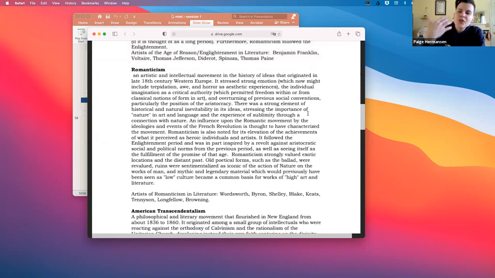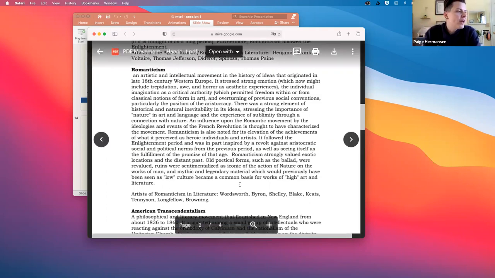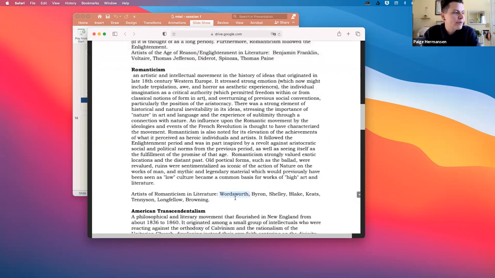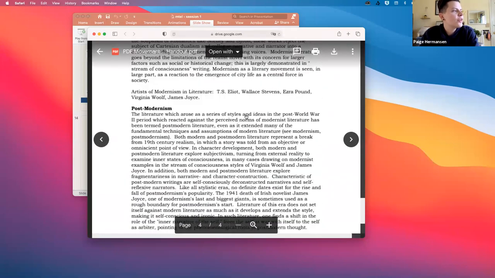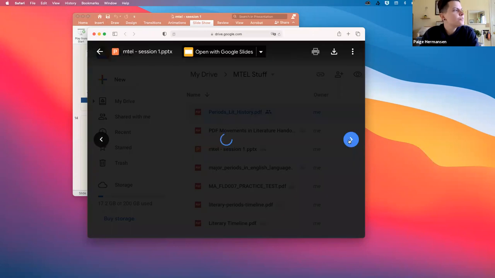So these are exactly the kinds of questions that you will be asked about periods and genres on the MTEL. I'll show you in a moment. And you see also that it has a list of some of the big key major players in each of these areas. So obviously Romanticism: Wordsworth, Byron, Shelley, Blake, Keats, Tennyson, all the big names there. And it goes on through those other time periods to tell you the same thing.